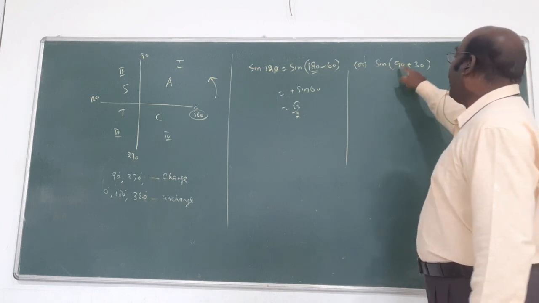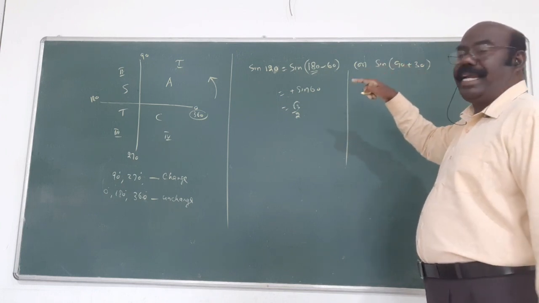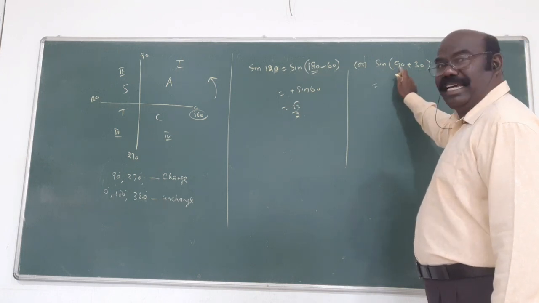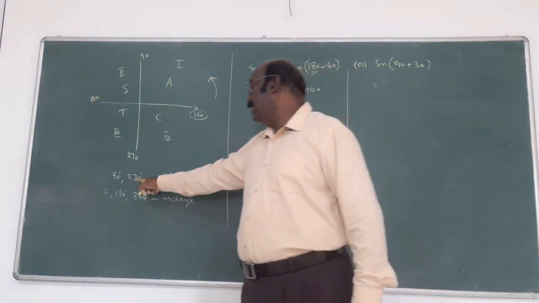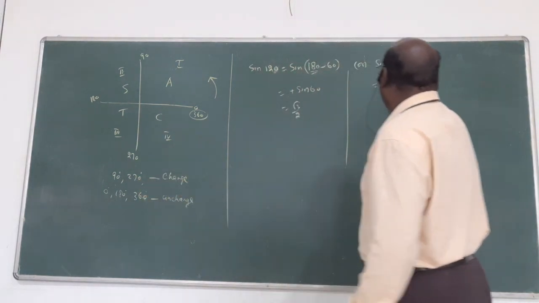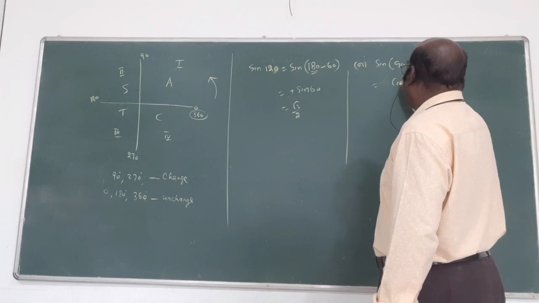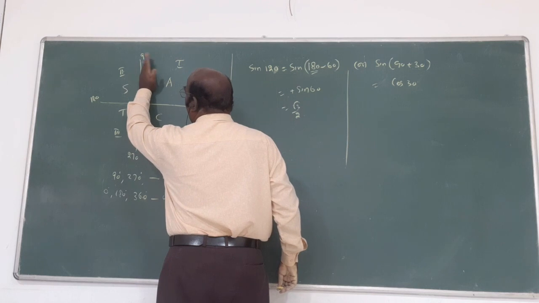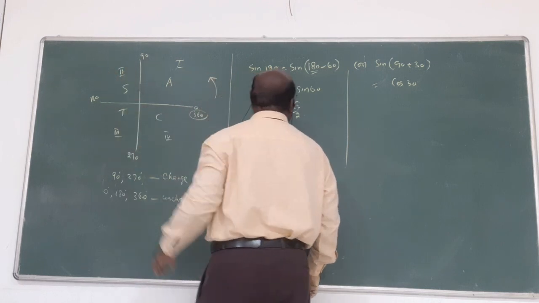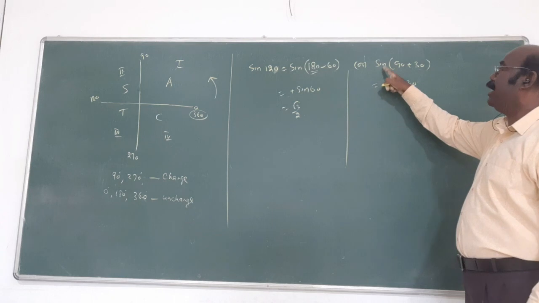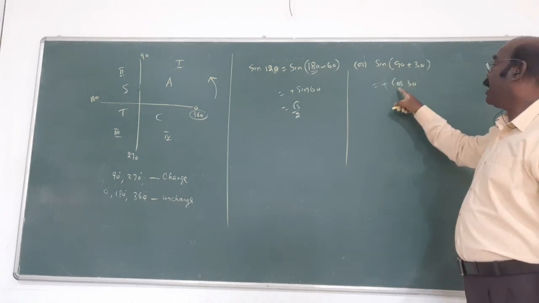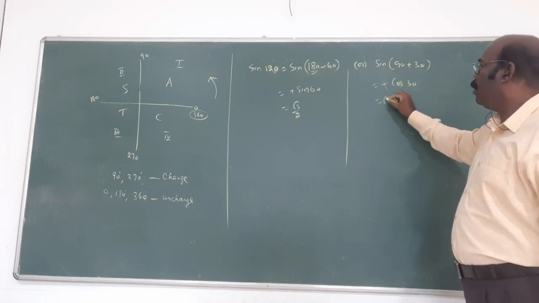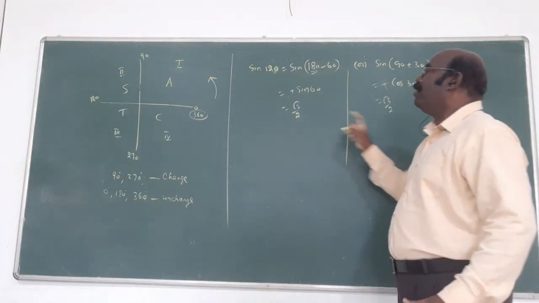Suppose you want sine of 90 plus 30. What I told you: here 90 is there. 90 means change. The sine becomes cos 30. The 90 plus 30, plus means going forward, the second quadrant. In the second quadrant, sine only is positive. What is positive? Sine. That's why the sign is positive. Cos 30 is root 3 by 2. In this way you want to find the value of sine 120.